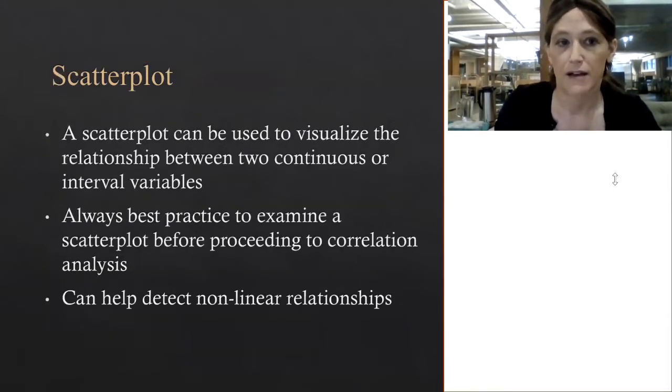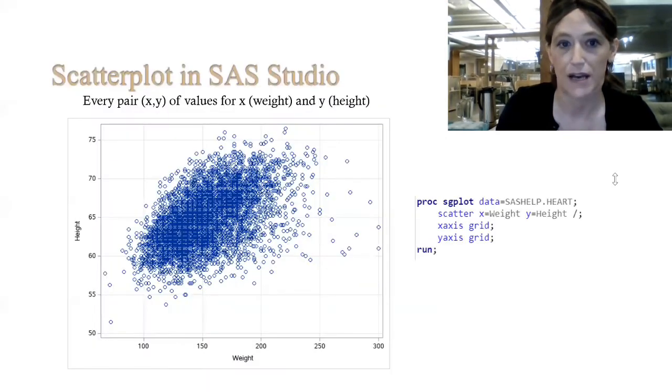So a scatter plot is simply pairs of observations of one variable and another variable plotted in a diagram, and it can be used to visualize the relationship between two continuous or interval measures. It's always a good idea to examine a scatter plot before proceeding to formal correlation analysis, because we can start to see if there are any nonlinear relationships.